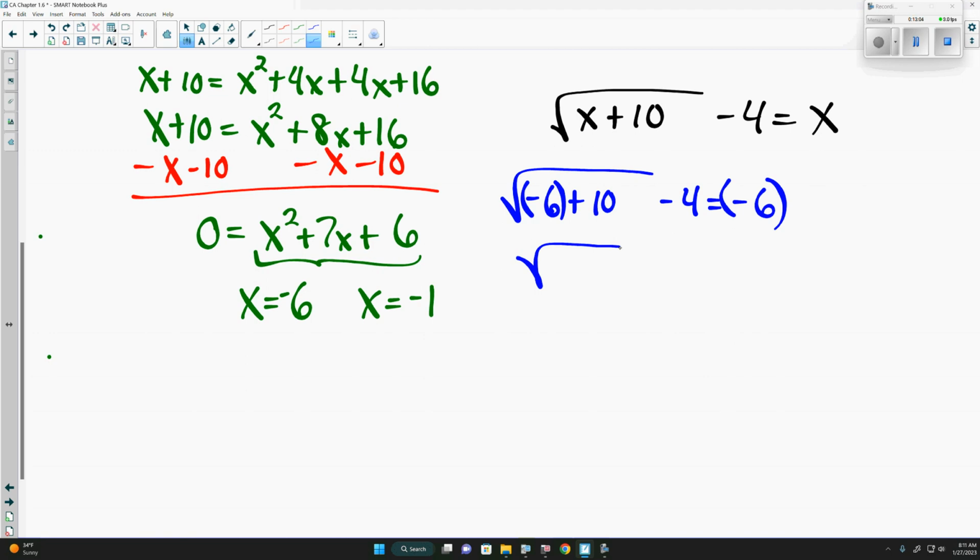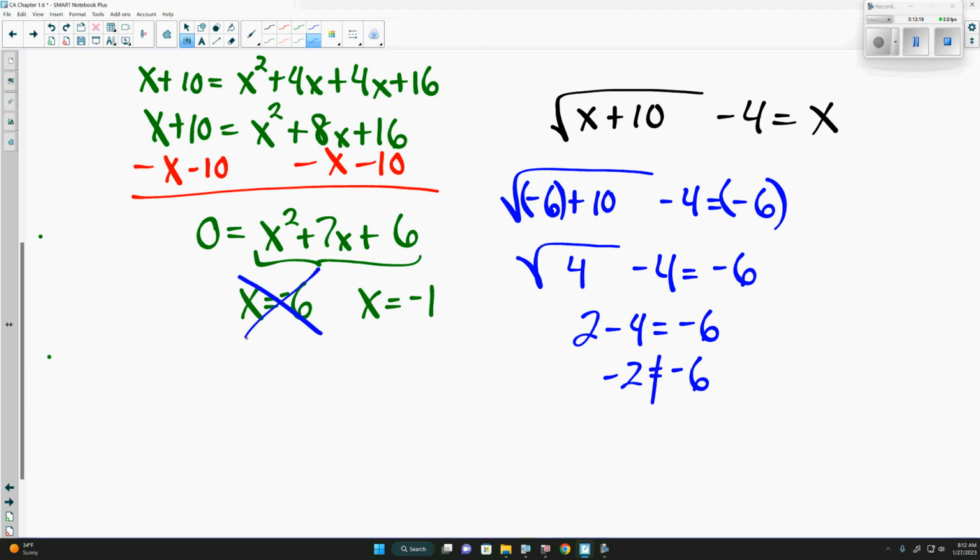Now here we have -6 plus 10 is 4. Well, the square root of 4 is 2. 2 minus 4 is -2. And -2 does not equal -6. So -6 does not work. Questions on this here?